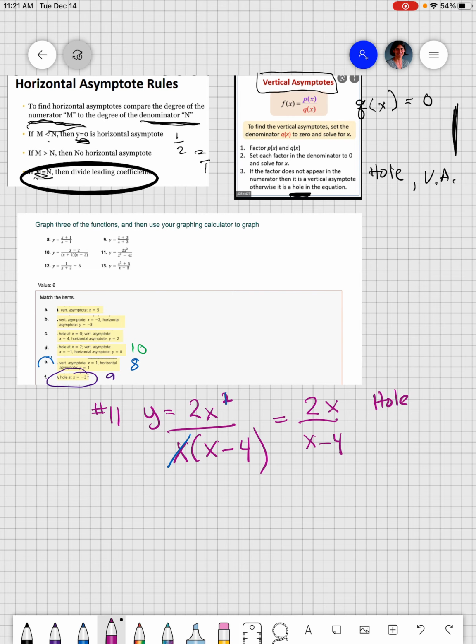First we're looking at the hole. Hole is the common factor, so x equals 0, the common factor we canceled out. Vertical asymptote, any factor we can't cancel, so that's going to be x equals 4.